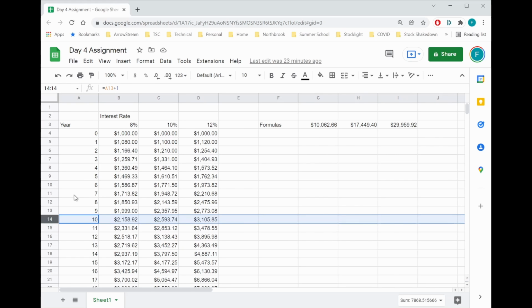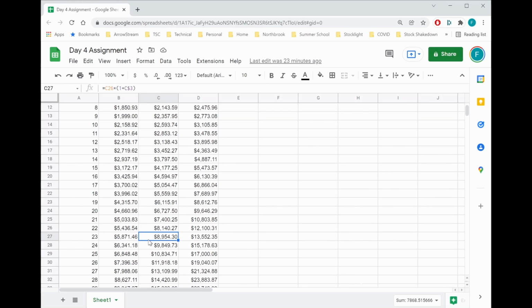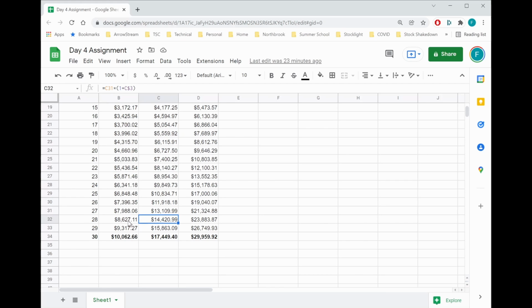After 10 years, there's really not a huge difference between the three, less than $1,000. But over time, you can see the 10% column numbers really pulling away from those 8% column numbers. And those 12% column numbers, they're really, really pulling away.